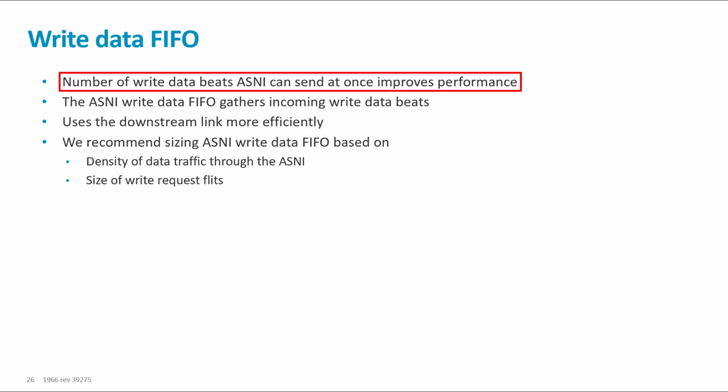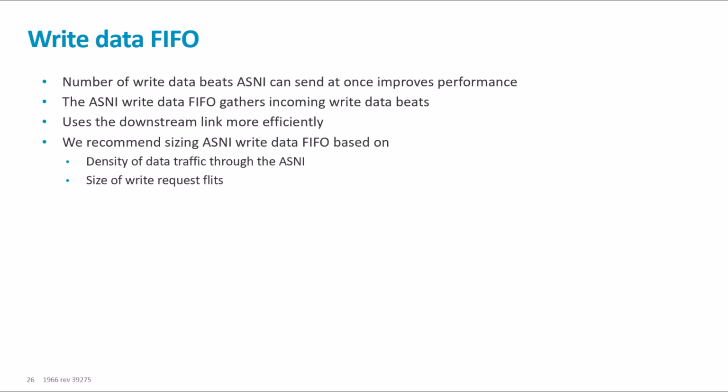The number of write data beats that the ASNI can send at once improves the performance by increasing the utilization efficiency of the downstream link. ASNI tower components use wormhole routing. In wormhole routing, when a component receives the header flit for a packet, it allocates the entire flit buffer for flits from that packet. It only makes the flit buffer available to the next packet when it has processed the last flit of the outstanding packet.